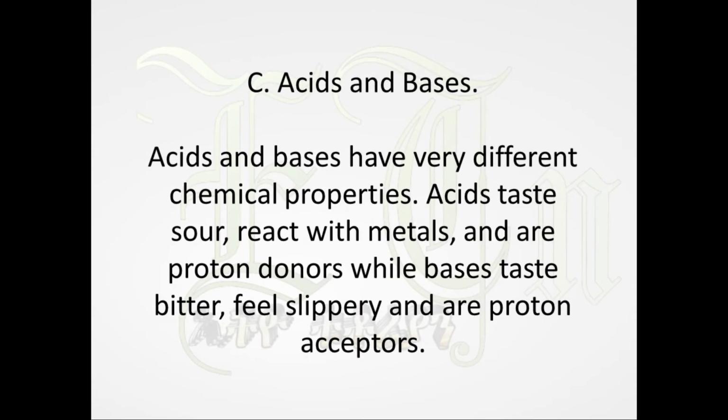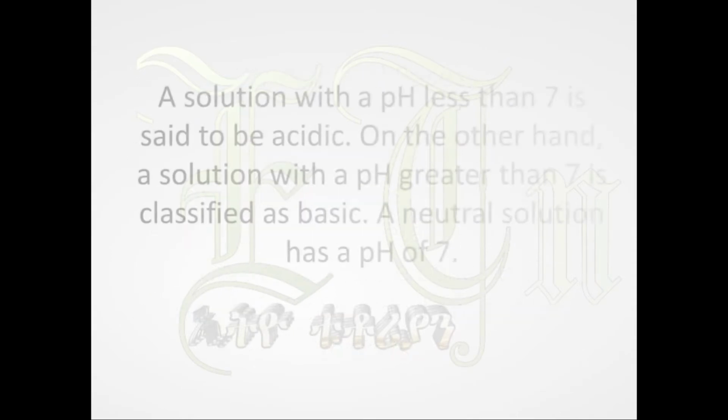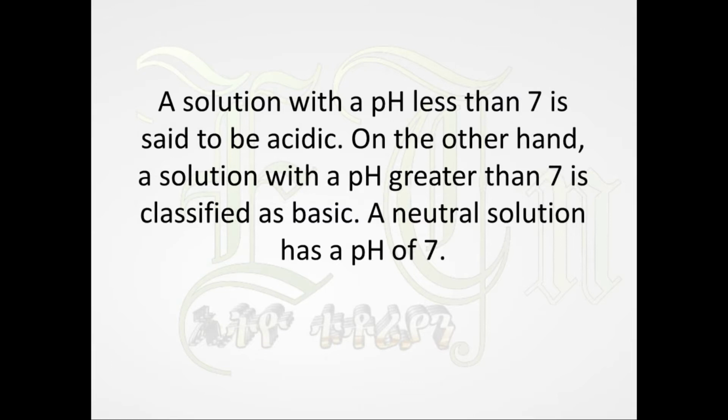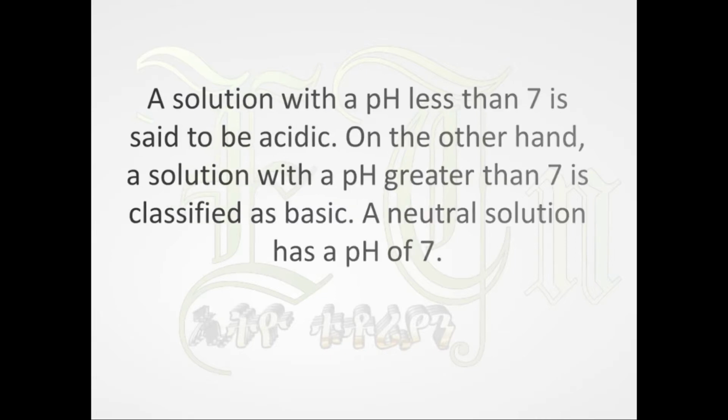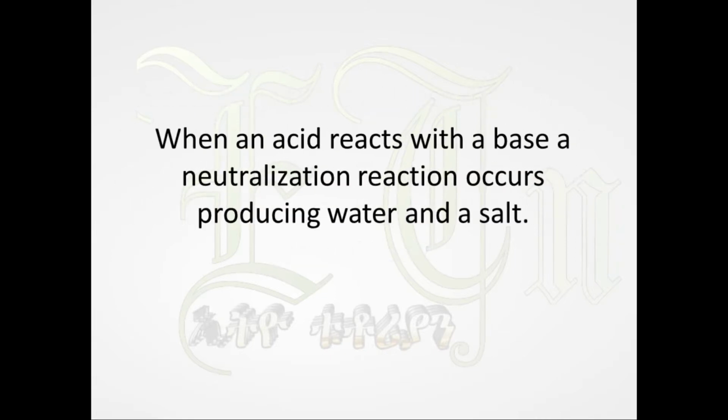See acids and bases. Acids and bases have very different chemical properties. Acids taste sour, react with metals, and are proton donors, while bases taste bitter, feel slippery, and are proton acceptors. A solution with a pH less than 7 is said to be acidic. On the other hand, a solution with a pH greater than 7 is classified as basic. A neutral solution has a pH of 7. When an acid reacts with a base, a neutralization reaction occurs, producing water and a salt.